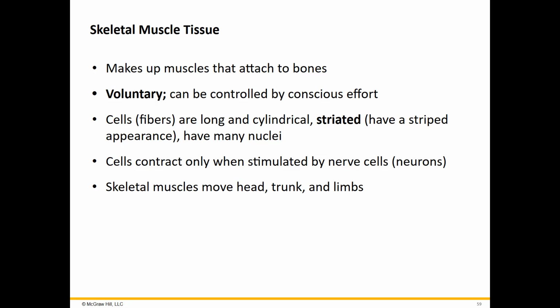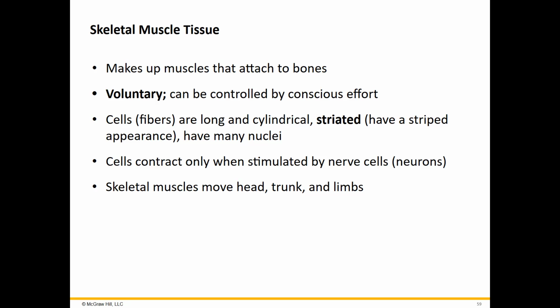It is voluntary. I want you to know it's striated, which means there's little stripes on it, okay? Has many nuclei. Just because it needs to coordinate a lot of activity, it must have a lot of brain power, so it needs a lot of nuclei because that's the brain of the cell. It's stimulated by nerves. It moves the head, the trunk, and the limbs.